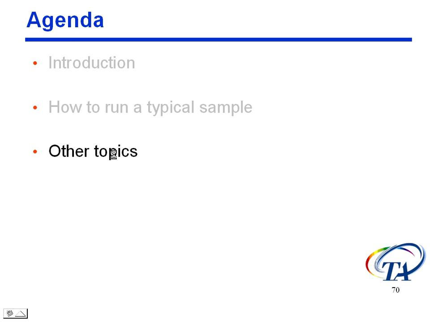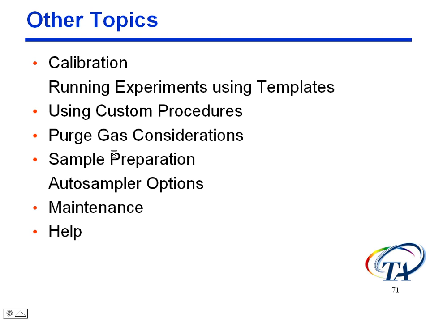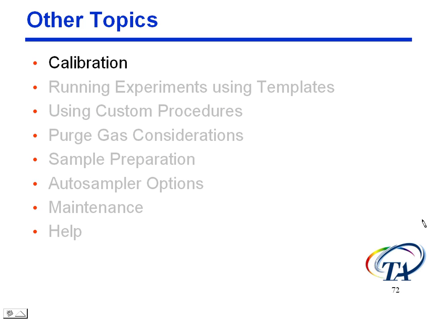Okay, now let's go over some of the other topics. This is a list of other topics that we're going to go through. We're going to go through calibration, running experiments using templates, using custom procedures, purge gas considerations, sample preparation, auto sampler options, some maintenance, and some health issues. Now let's go through calibration.